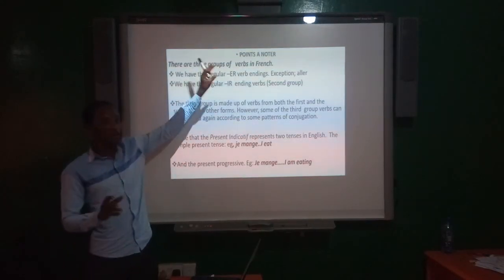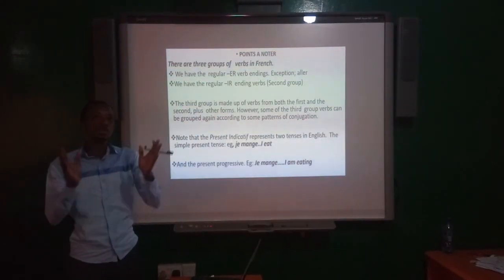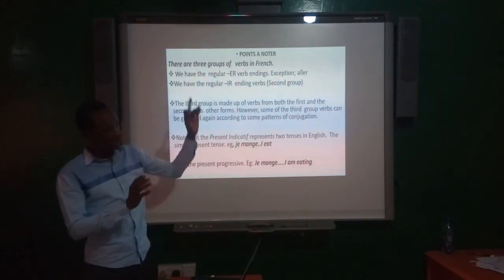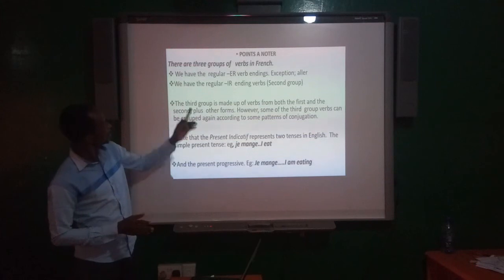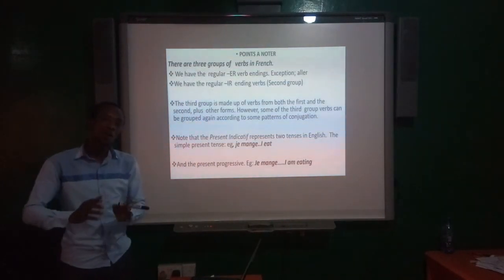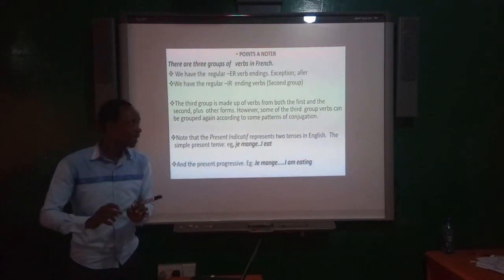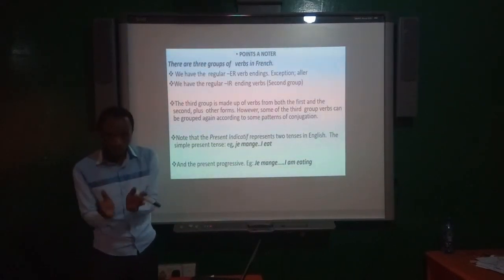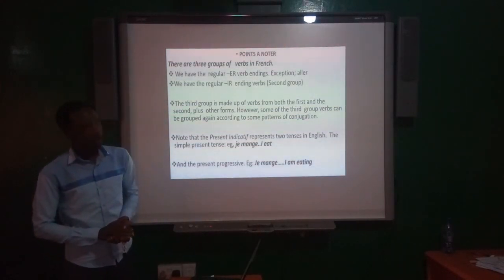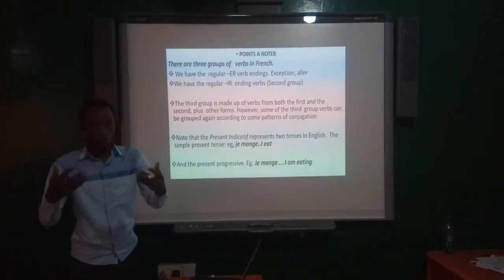For the first group, because of the pattern of conjugation, we group them as one. Because if you know how to conjugate one, you can deal with the rest. So it is with the second group. But the third group, they don't follow any laid down pattern. But some of them can be grouped because they follow certain patterns. You can only get them when you read more on your own.